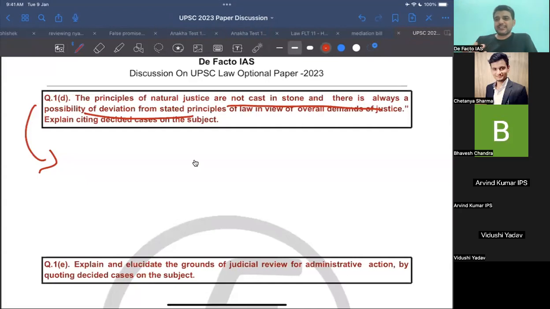Now, how will you approach this answer? So there are two things you have to write. First, there are a lot of exceptions. That is why it is flexible, right? In the case of emergency, etc.